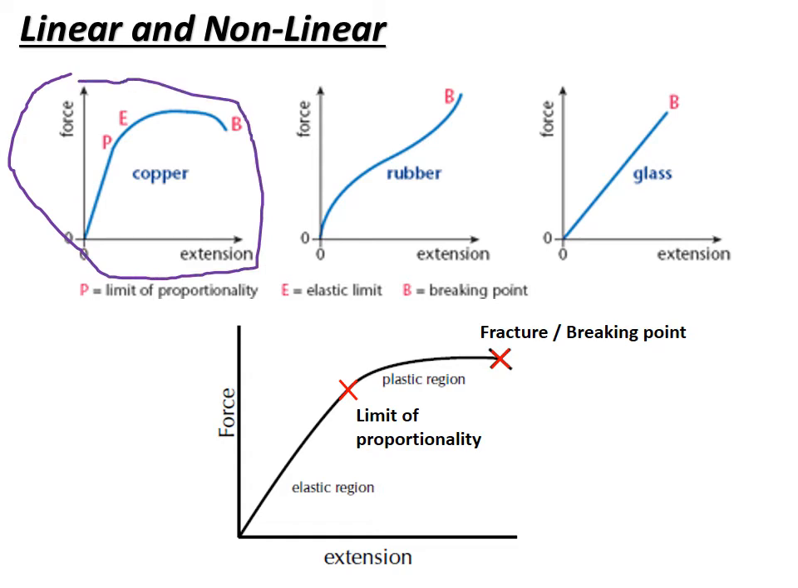Copper is typical of a metal. It has a straight section, so this first bit is straight, and then it seems to bend and stretch a lot before breaking. Now, there is a straight section here, so the straight bit, which is from 0 to P, does obey Hooke's law, but after that it does not obey Hooke's law.